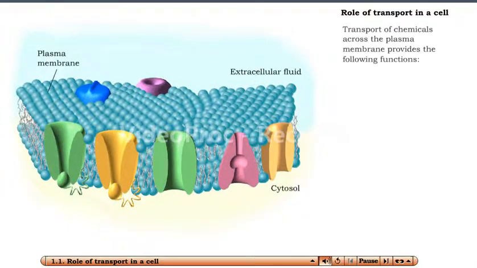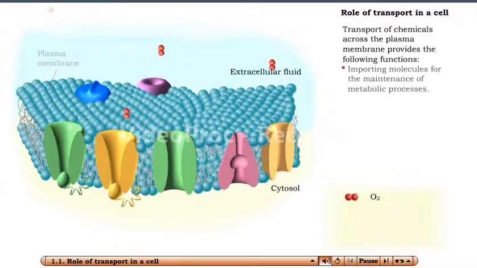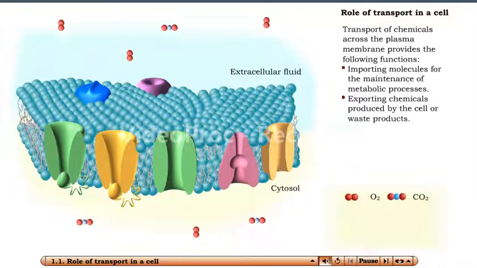Transport of chemicals across the plasma membrane is required for normal cell functions. Some chemicals, like oxygen, are imported to maintain metabolic processes in the cell. Others, like carbon dioxide, are exported as the cell produces them.